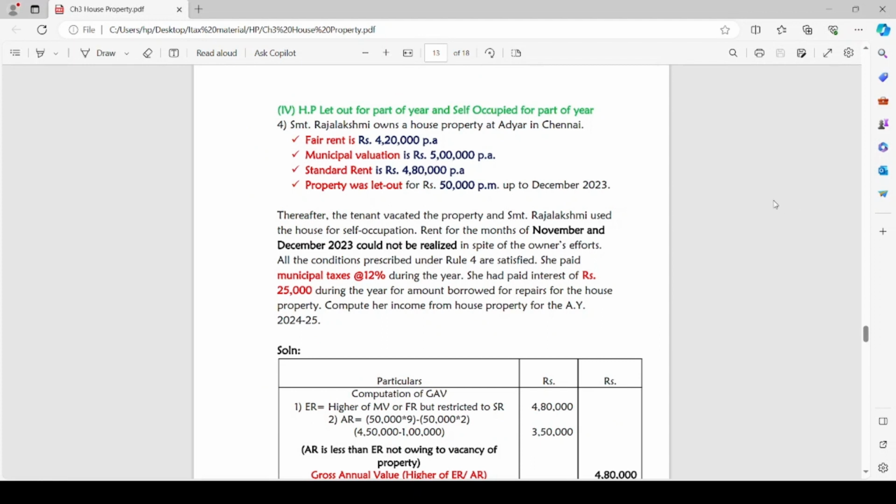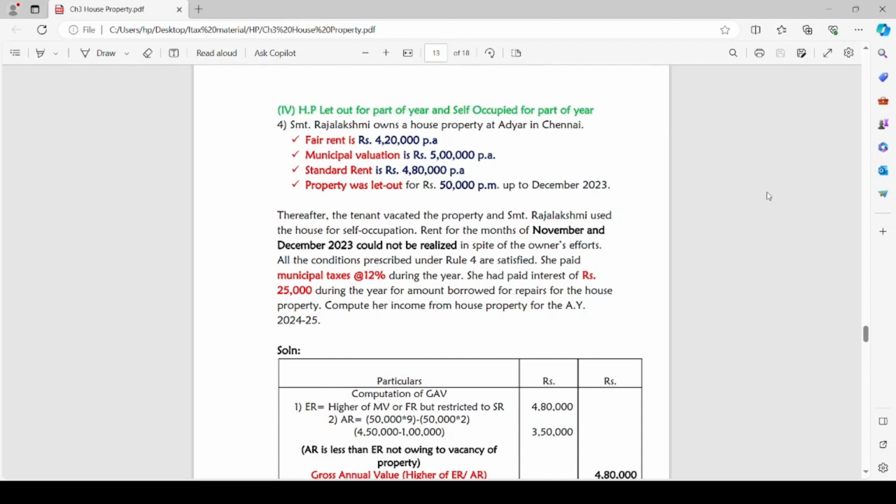Heading to our next case, the fourth case, where the house property is let out for part of the year to a tenant and it is self-occupied by the owner for part of the year. Srimati Rajalakshmi owns a house property at Adyar in Chennai. The fair rent is rupees 4,20,000 per annum. Municipal valuation is rupees 5 lakh. Standard rent is rupees 4,80,000.